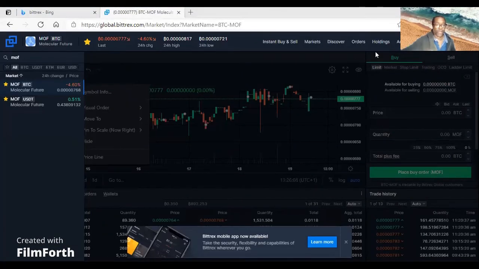So you have gotten your USDT by selling it at OKEX. Actually, like I said, you can sell MOF also at Bittrex. We're now at Bittrex. And here you have the option of selling your MOF directly to BTC and also USDT. That's the good thing about Bittrex Global.